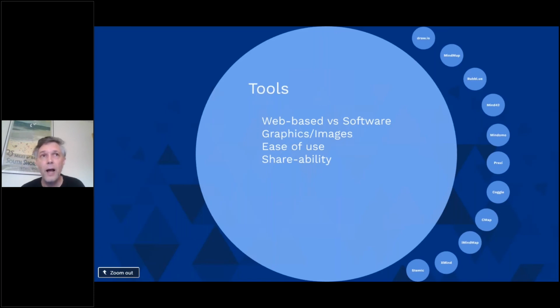How well do they handle graphics and images? How easy is it to use? Are you looking for something that is easy and convenient to help you build maps, or something a little more complicated because it gives you more control over it? And then the shareability. Is it a tool that is used more personally, or are these maps that you can serve out across the web, share with others to collaboratively work on? And all of these have different elements.